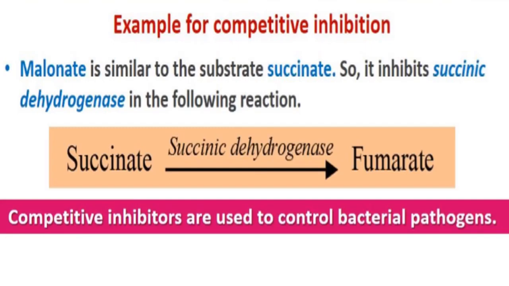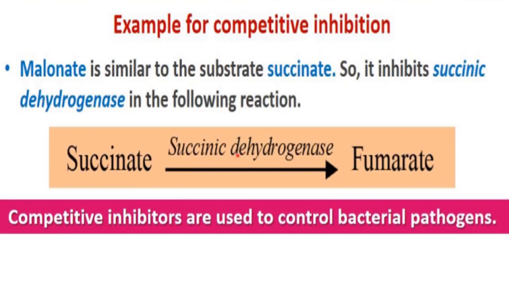Now this is one example of competitive inhibition. Malonate is similar to the substrate succinate. Succinate is a substrate and malonate is an inhibitor, and malonate is structurally similar to succinate, right? So what happened? This malonate inhibits succinic dehydrogenase in the following reaction. Succinic dehydrogenase is an enzyme.